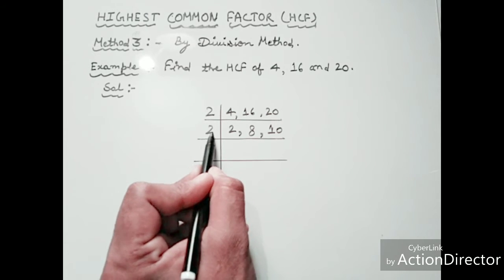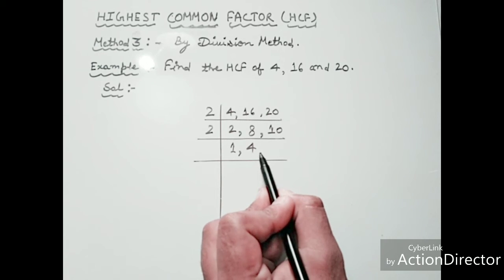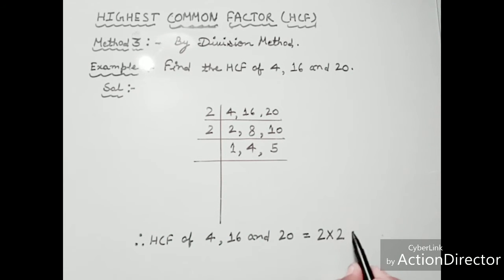Now again we divide these numbers by 2. 2 1s are 2, 2 4s are 8 and 2 5s are 10. Now there is no other common factor which divides these numbers, except 1. Therefore HCF of 4, 16 and 20 is 2 multiplied by 2, which gives 4. So 4 is the HCF of 4, 16 and 20.